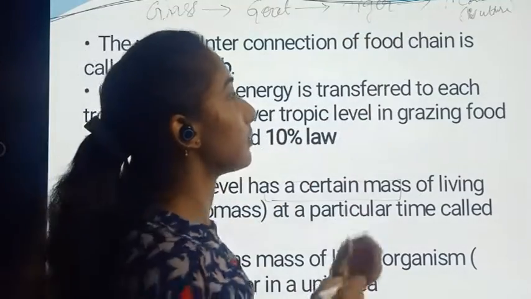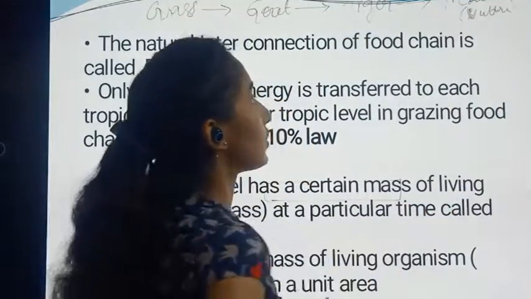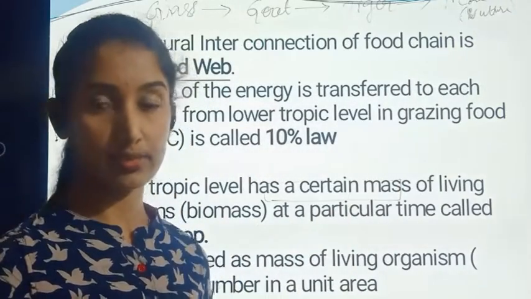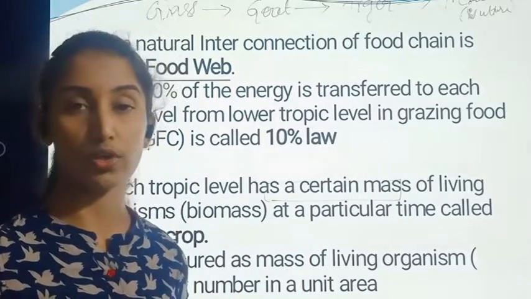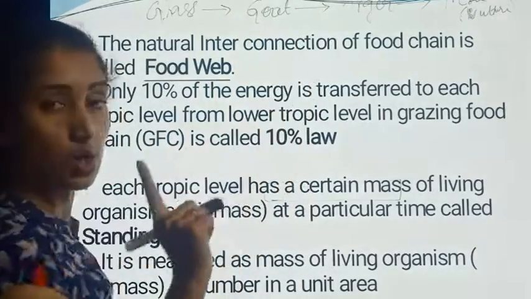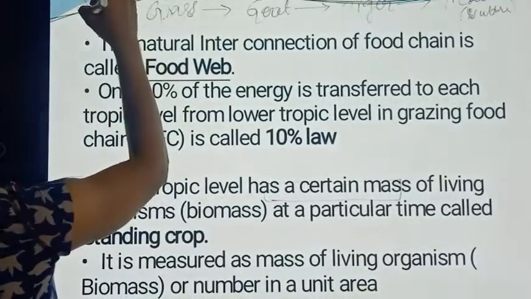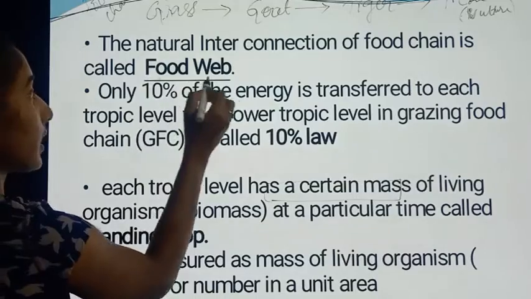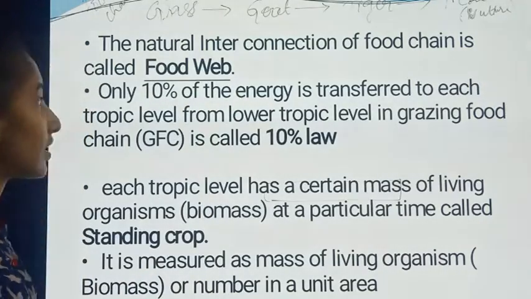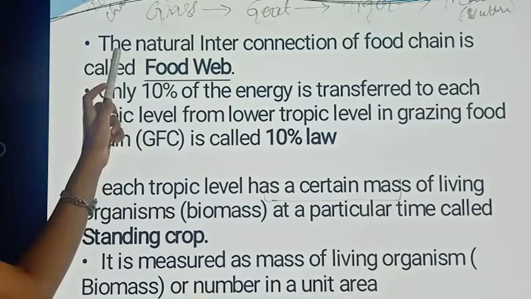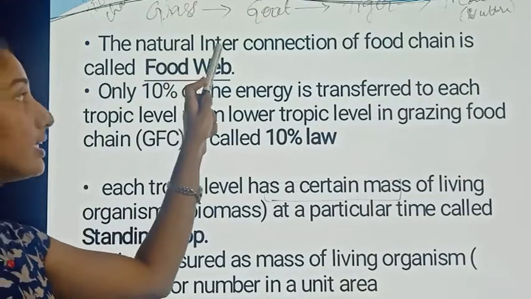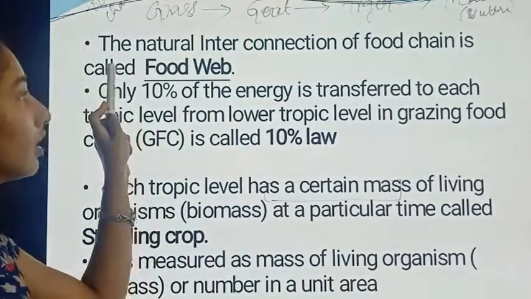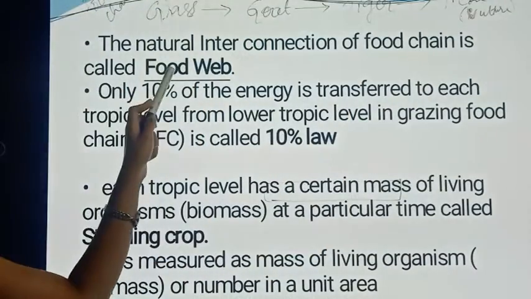And next comes the tertiary consumer. So this is how one trophic level of organism is depending on the next trophic level of organism. This we call the food chain. Now we are speaking about food web. We shall repeat the definition of food web. The natural interconnection of food chains in an ecosystem is called a food web.